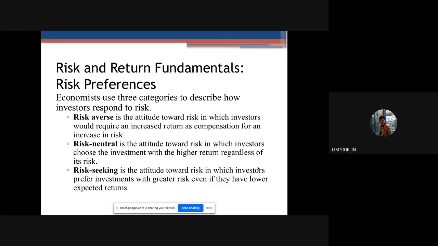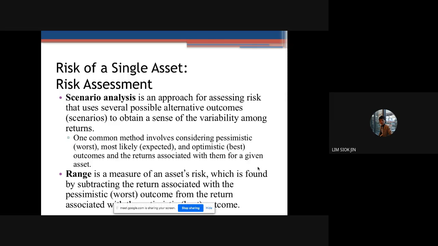So among your friends or in your life, you will see that people have these three kinds of risk behavior: risk-averse, neutral, and risk-seeking. Risk-averse means you hate risk. Risk-seeking means you love risk. Risk-neutral means no difference. Risk or not doesn't make a difference. Okay, so how do we see risk? How do we measure risk? We are based on certain methods. One is scenario analysis, and the other is the range. Comparing the worst and the best outcome.